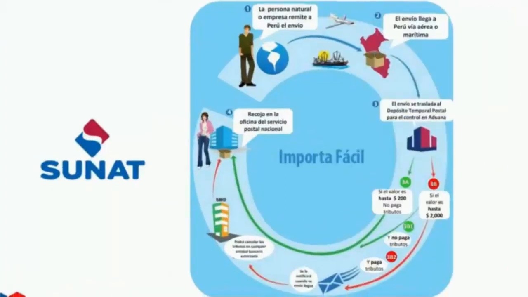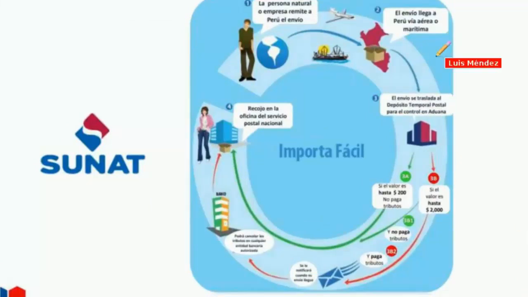So wait here. First, the natural person or company sends the products to Peru. Then it's going to travel by sea, by air, or by land, and the products are going to arrive in Peru. Then these products are going to be transferred to a deposit for customs control. Then we have two options.